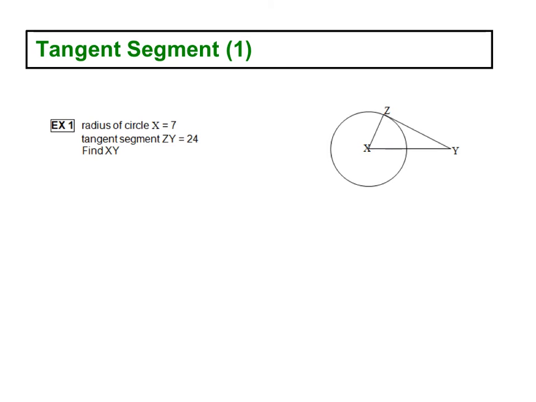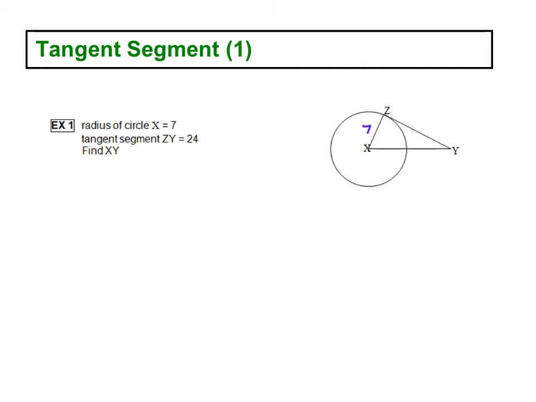So we want to look at the picture and find the radius. Again, the radius goes from the center of the circle out to the edge. I could go ahead and say that it's out to this edge right there, but I can tell that that's part of a longer segment, so I'm going to go ahead and label XZ as 7. That's my radius. All right, then it says the tangent segment ZY is equal to 24.